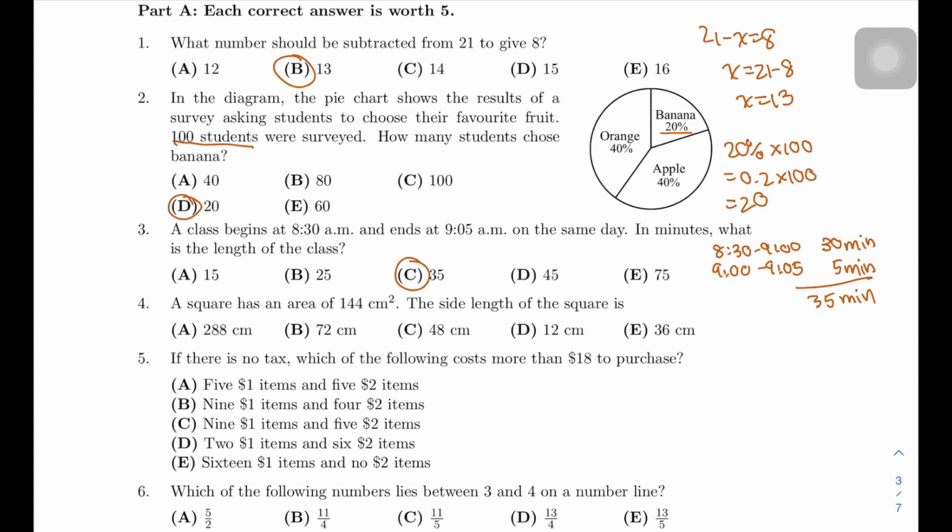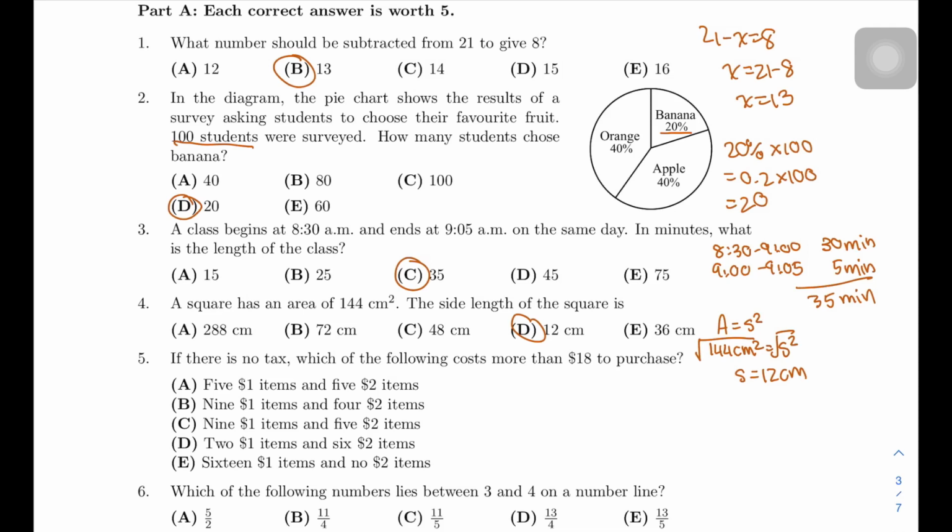Number 4. A square has an area of 144 centimeters squared. The side length of the square is, so the area of a square is the side length squared. And since you know the area of the square is 144 centimeters squared, which equals the side length squared, you can square root both sides and get that S equals 12 centimeters. Therefore, D is the correct answer.